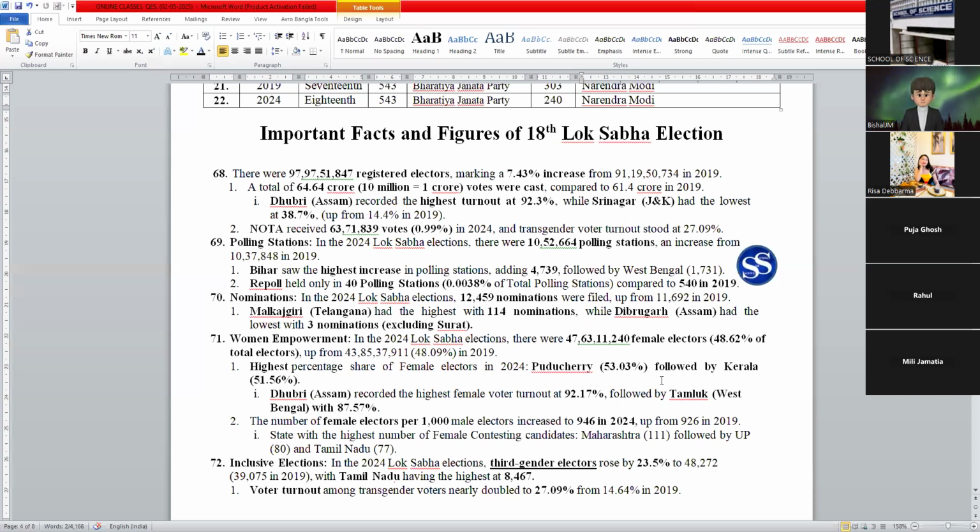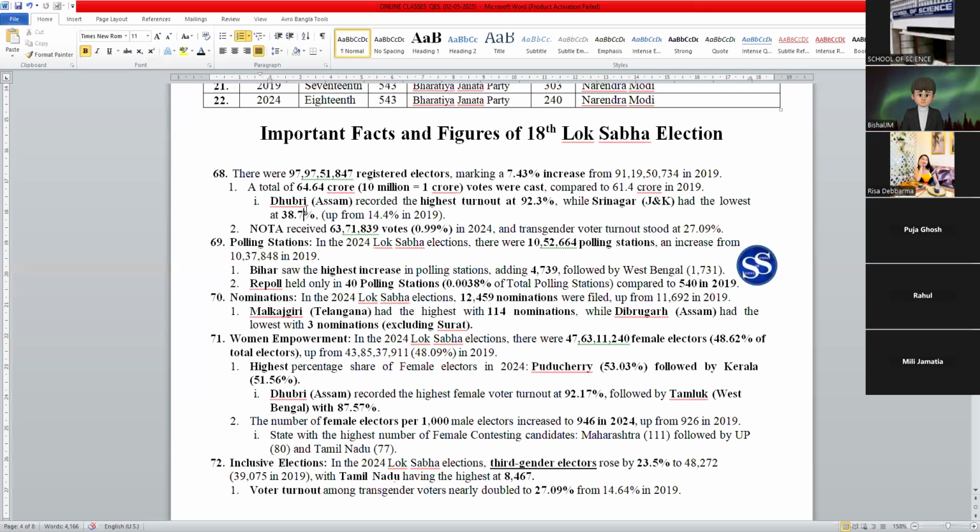There were 97 crore, 97 lakh, 51,847 registered electors. These are very, very important figures, sir. There were 97 crores, 97 lakhs, 51,847 registered electors, making a 7.43% increase from 91 crores, 19 lakhs, 50,734 in 2019. So we say that a total of 64.64 crore votes were cast, compared to 61.4 crore in 2019.